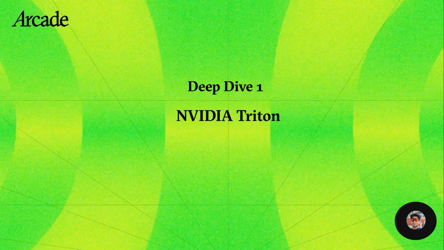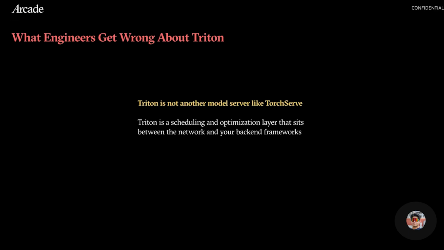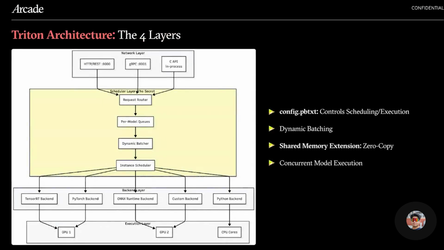Now, I want to deep dive a little bit into NVIDIA Triton itself. And here's what engineers can get wrong about Triton. Most people think that Triton is just another model server like Torch Serve, which is wrong. Triton is a scheduling and optimization layer that sits between the network and your backend frameworks, with a stable Kserve v2 API on one side and pluggable execution backends on the other.